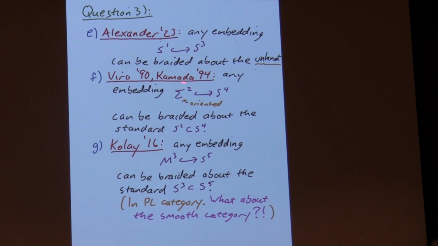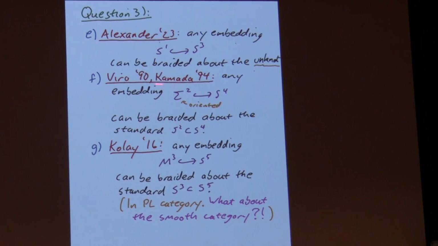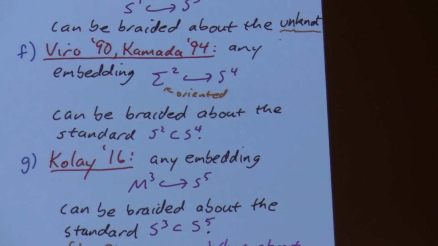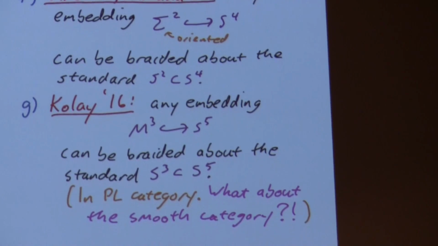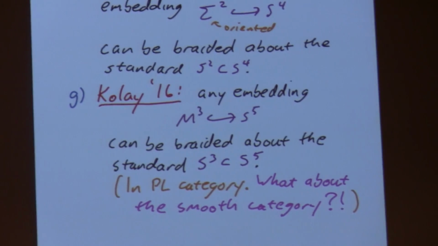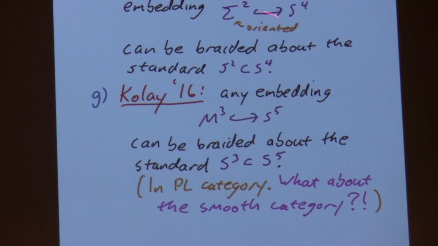In 1990, so probably the first time the general notion of a braided embedding was given, in dimension 2, Viro gave some lectures, I think it was in Osaka, where he proved that any oriented surface that's embedded in S4 can be isotoped so that it's braided about the standard S2. And then a few years later, Kamada really worked out the details. He actually gave a completely different proof than Viro had in mind. This is the only published proof out there about the braiding result.